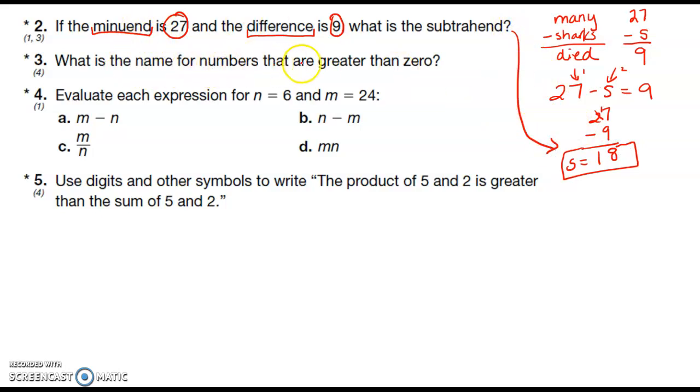What is the name for numbers that are greater than 0? Positive.